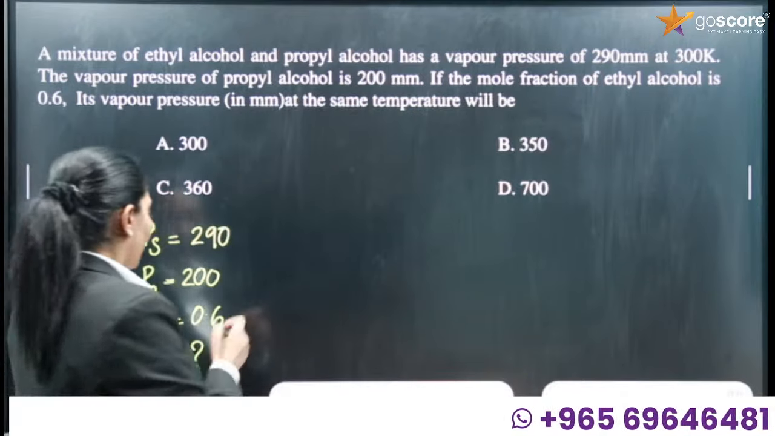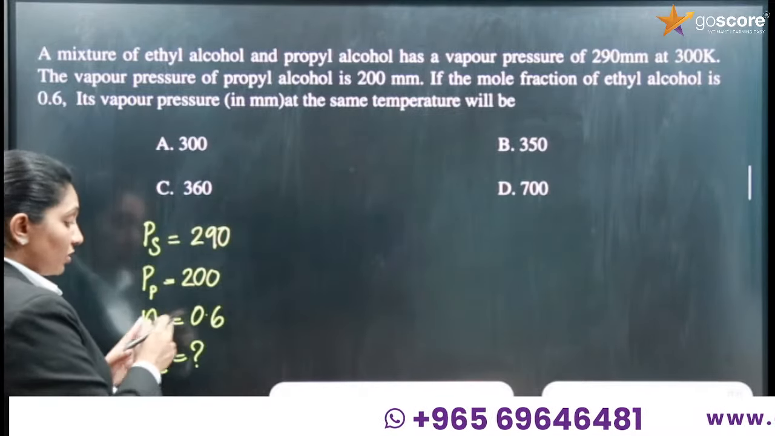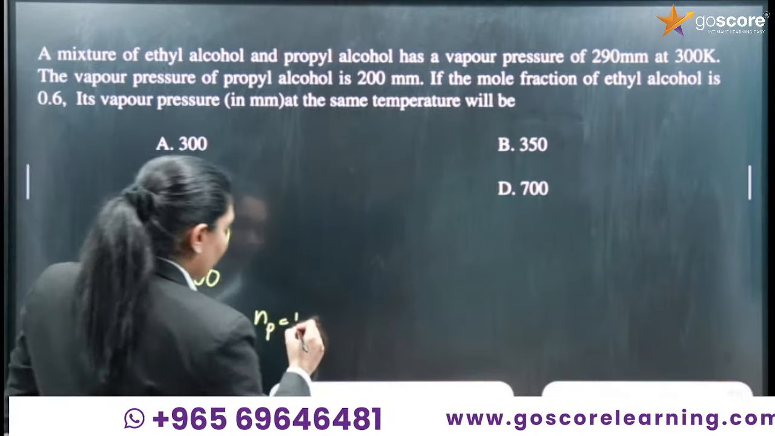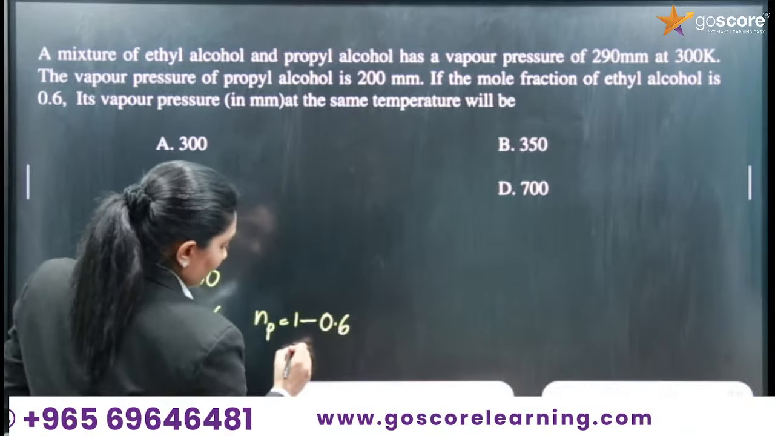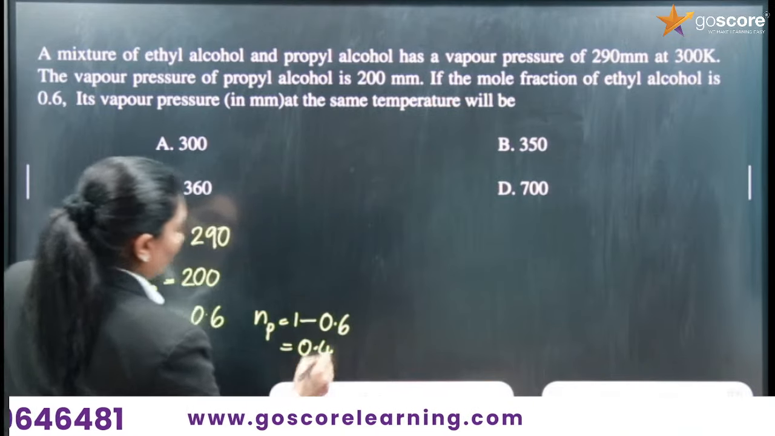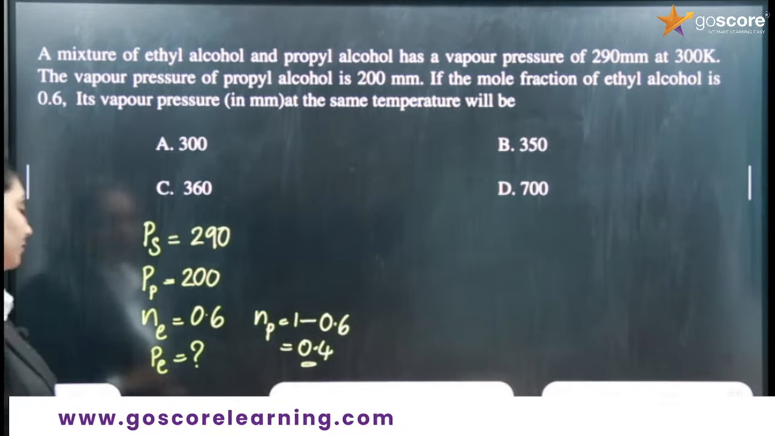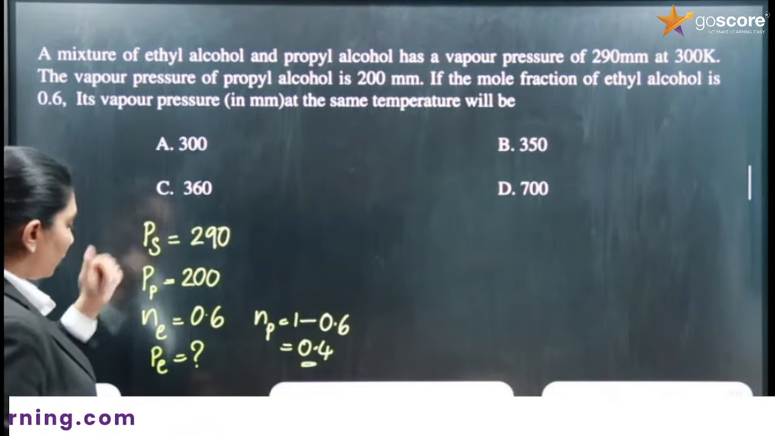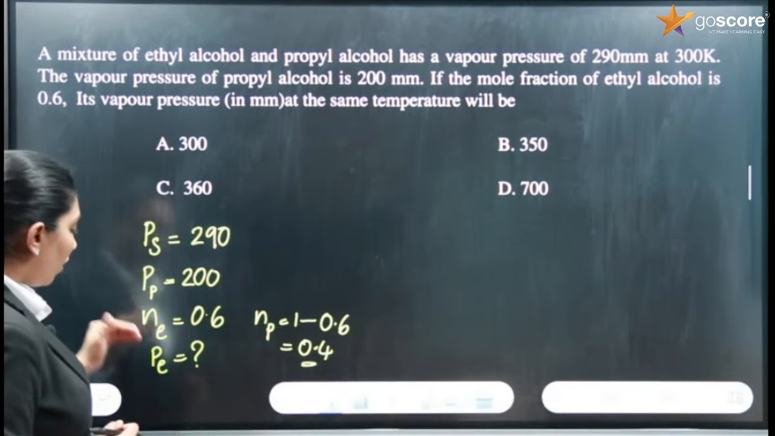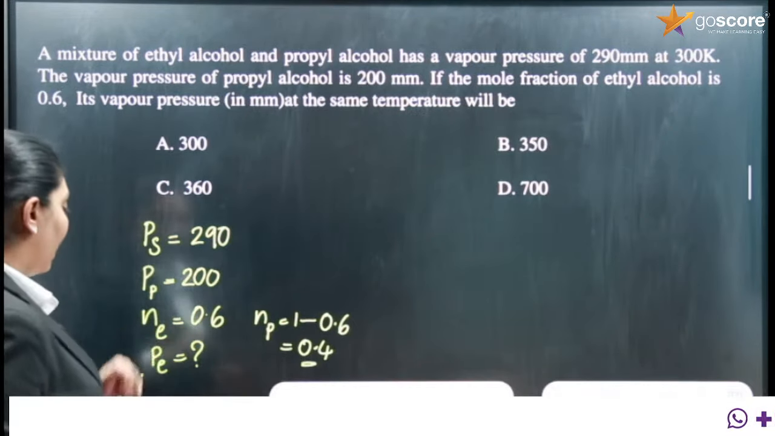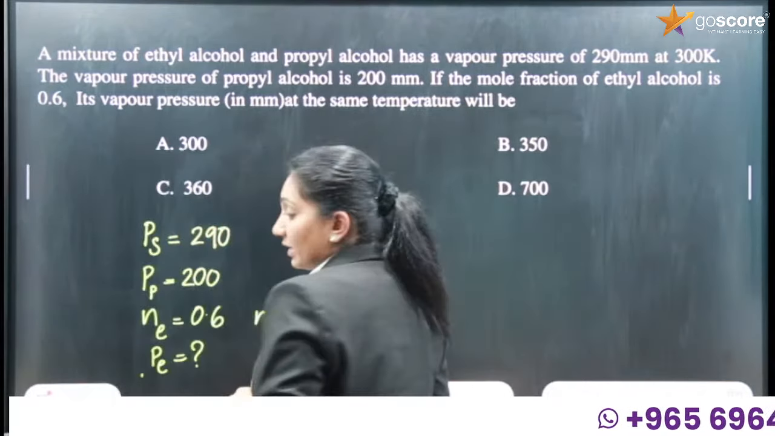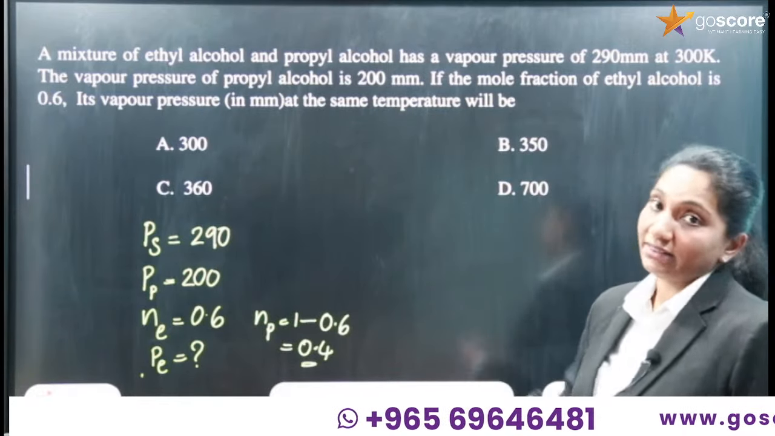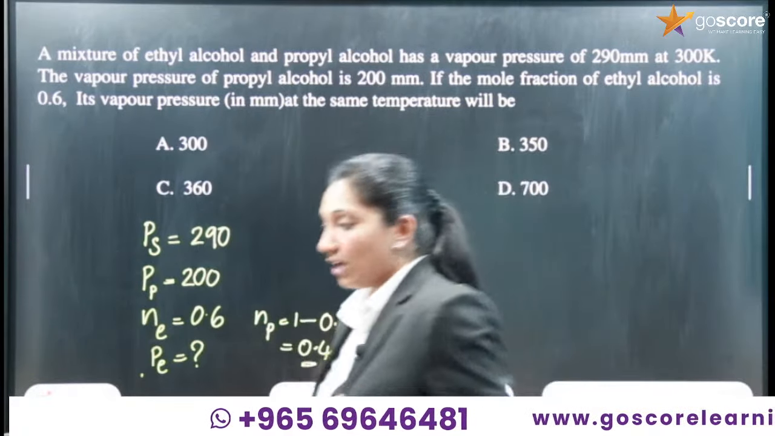So how will we do it? Once we get the mole fraction of ethyl alcohol, we can find the mole fraction of propyl alcohol, right? That is 1 minus 0.6, isn't it? That value will be 0.4, right? So here we have the values of the total solution pressure, the pressure of propyl alcohol, and the pressure of the ethyl alcohol. So what we want to find out is the partial pressure exerted by the ethyl alcohol. Just see the equations. I'll be back.